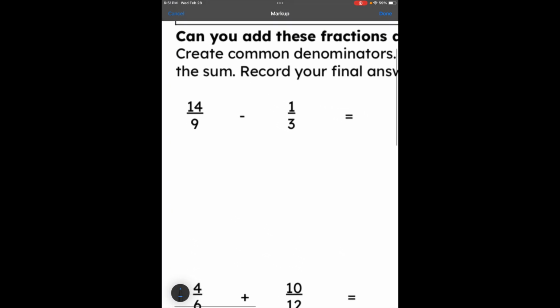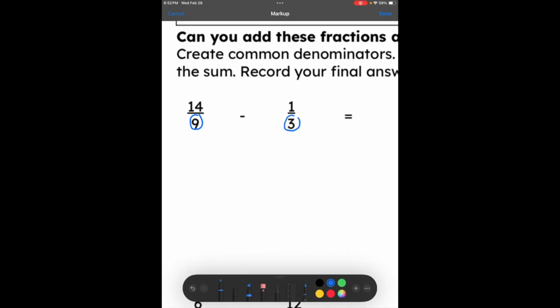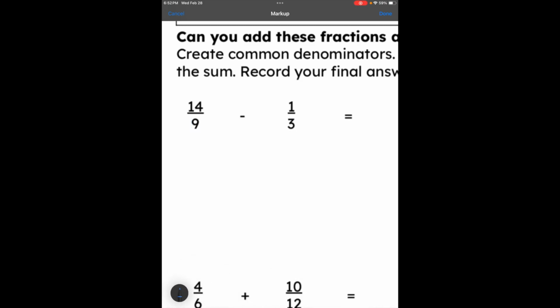So looking at 14/9 and 1/3, can I multiply one of these denominators to equal the other one? Yeah, I can multiply 3. I can multiply 3 times 3, whatever I do to the bottom, I've got to do to the top. So my equivalent fraction for 1/3 is 3/9. I can now do 14/9 minus 3/9. That's going to be 11/9.